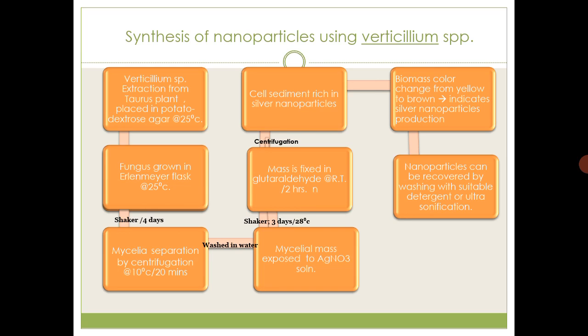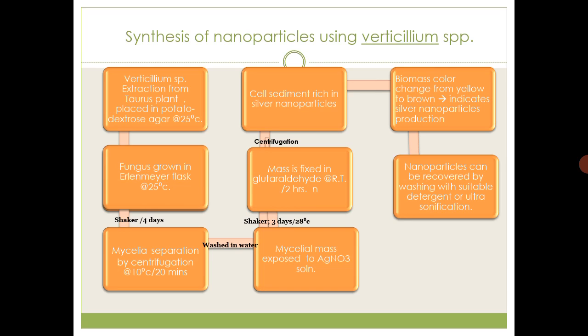Verticillium species is basically able to produce silver nanoparticles intracellularly. This Verticillium species has a series of processes that we will see now in detail. Starting with the extraction, the species can be obtained from the Taurus plant, and then it is placed on potato dextrose agar at 25 degrees Celsius, and then the fungus should be grown in an Erlenmeyer flask containing MGYP medium at 25 degrees Celsius.